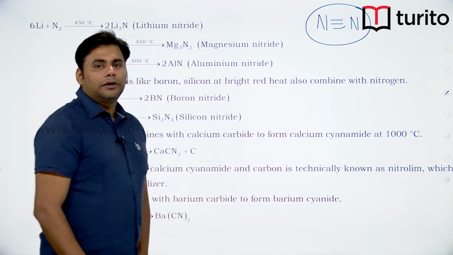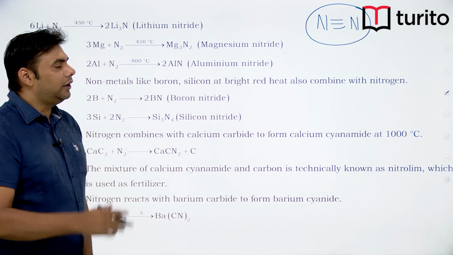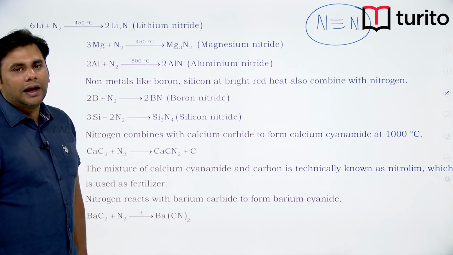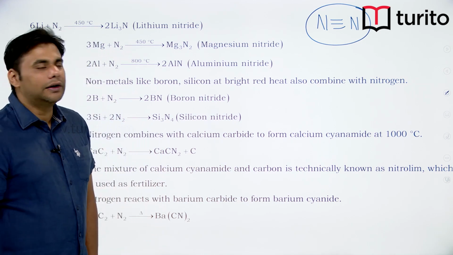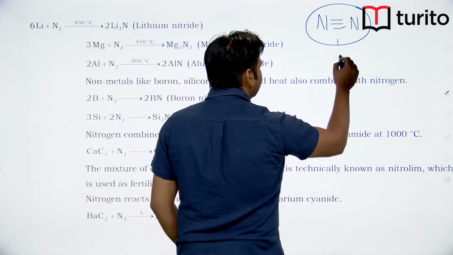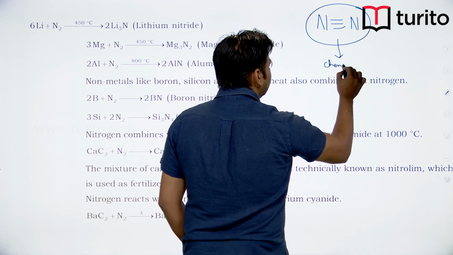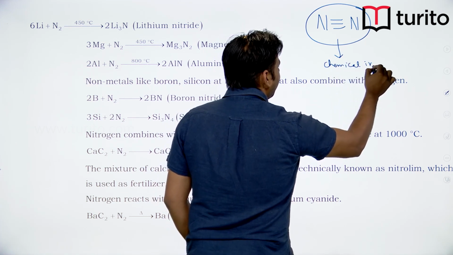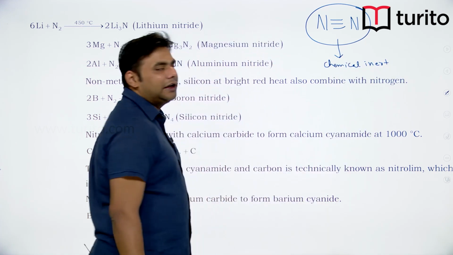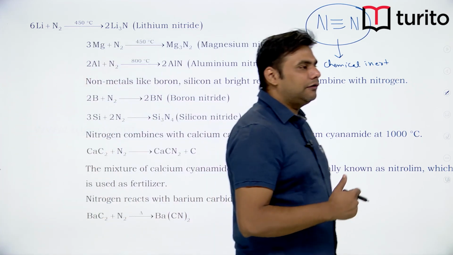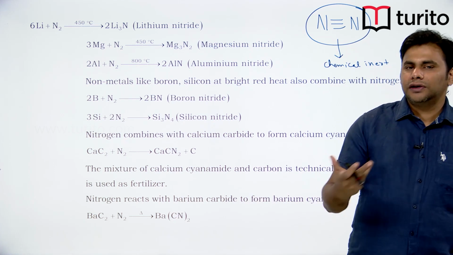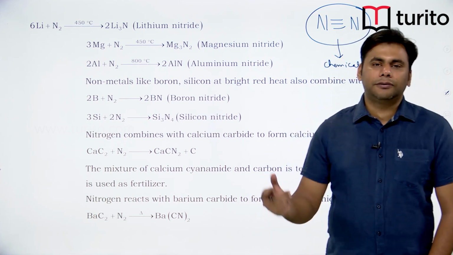Due to this triple bond, the bond energy of the N≡N bond becomes very high, due to which this bond is chemically inert. So we say that N2 is chemically inert because of the strong bond between nitrogen and nitrogen. Now, if you go down the group, nitrogen forms N2, but phosphorus in general does not form P2, it forms P4.